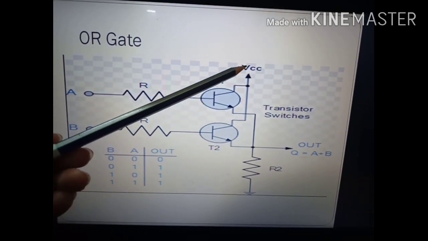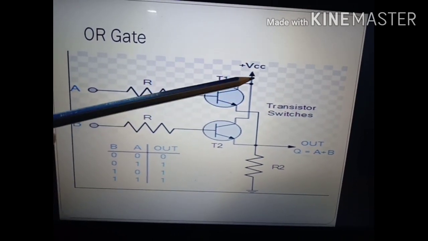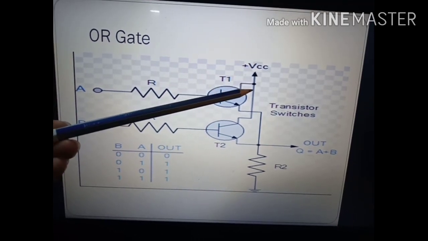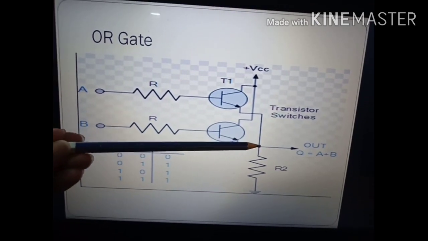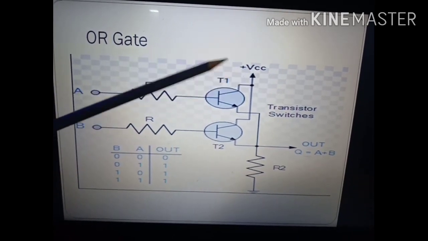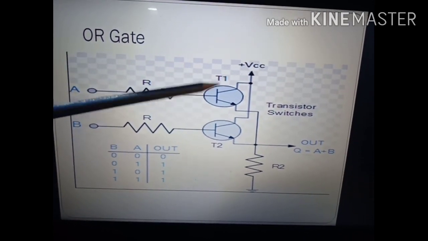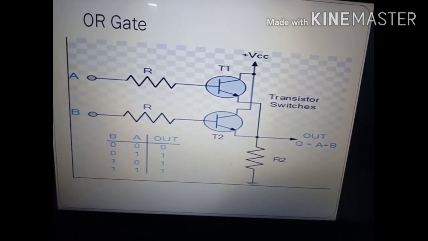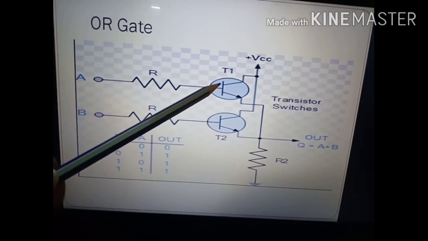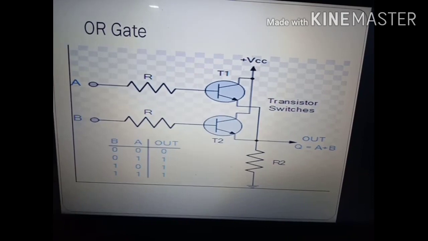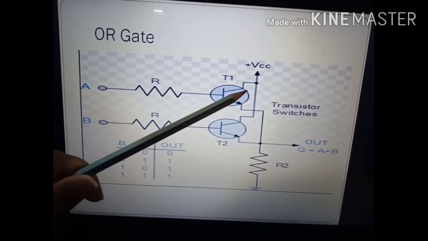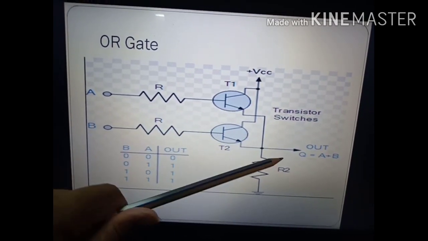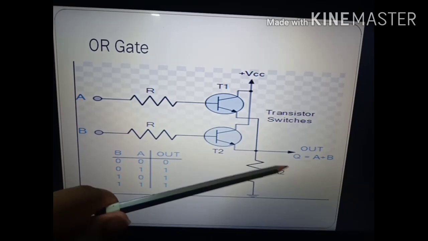You can see that some amount of voltage is there in VCC. The potential difference between this point and this point remains the same, as we know that the equivalent resistance of the transistor is very low, negligible. So there is no voltage drop. The amount of voltage here will reflect here, so the output will be 1, higher.